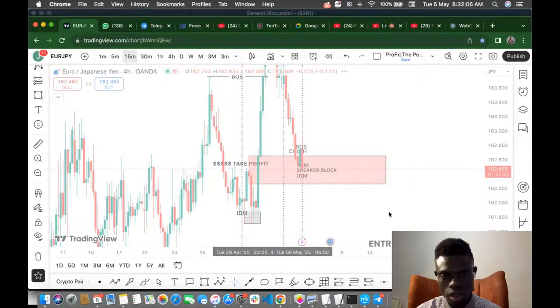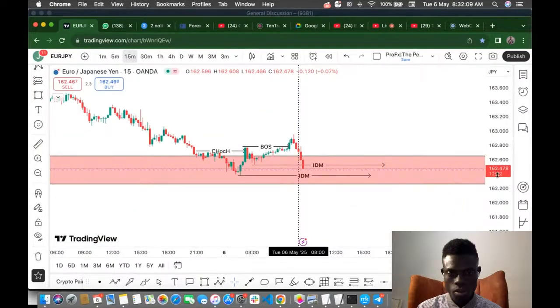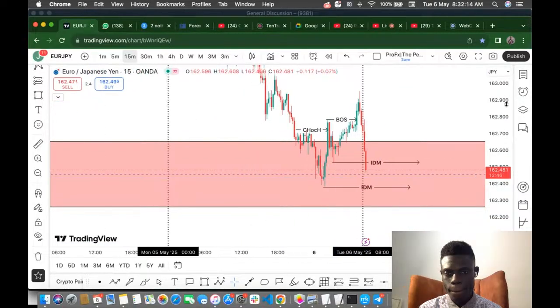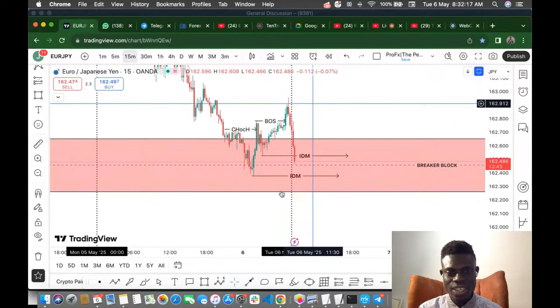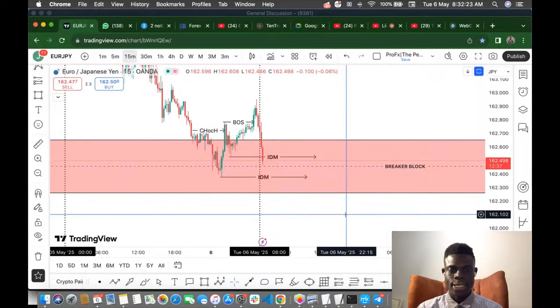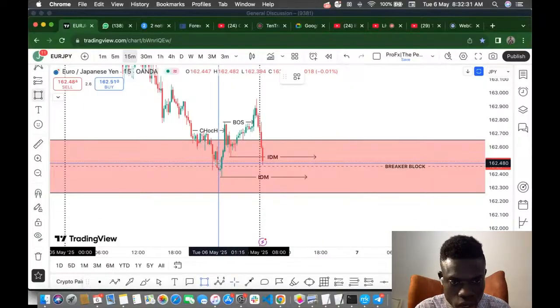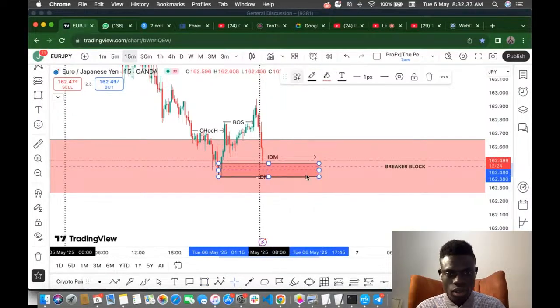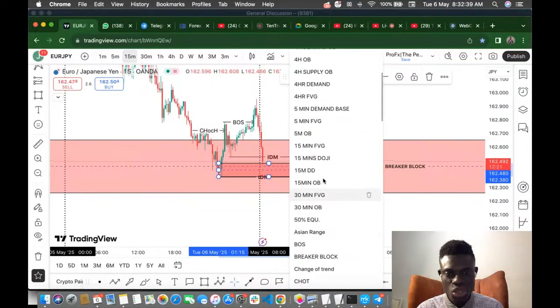So let's go back to 15 minutes. You can see. This is still valid until it breaks out. Is that clear? Look at where it's coming to. Okay. That one has been used already. That's the next order block. That's 15 minutes, yeah. So that's the origin. Anything that happens here now determines what will happen at 9 o'clock. Okay, 15 minutes order block.